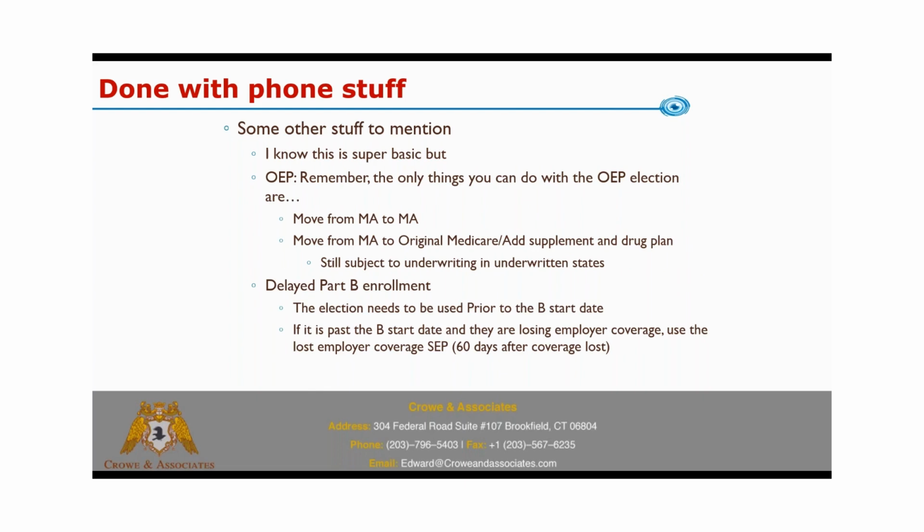During OEP, you can only do two things using the OEP election, of which we only have a few days left because it ends in March. But what you can do is you can move from one Advantage plan to another, and you can move from an Advantage plan back to original Medicare, a supplement, and drug plan. Those are the two things you can do. You can't do anything else.